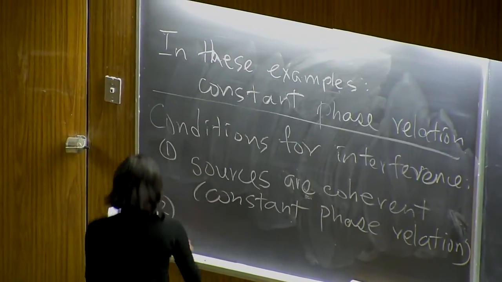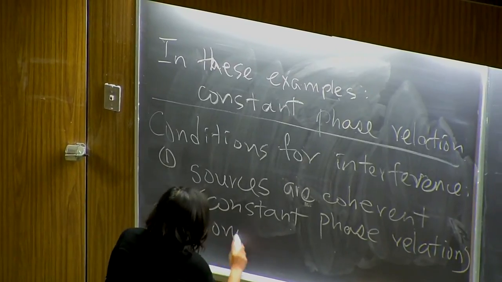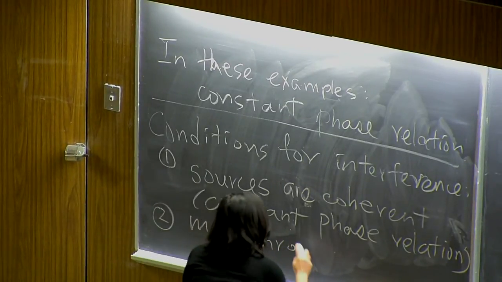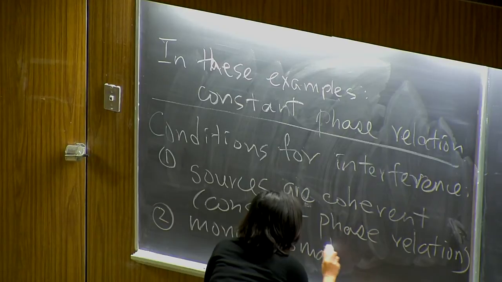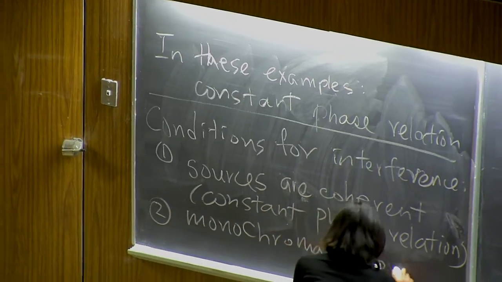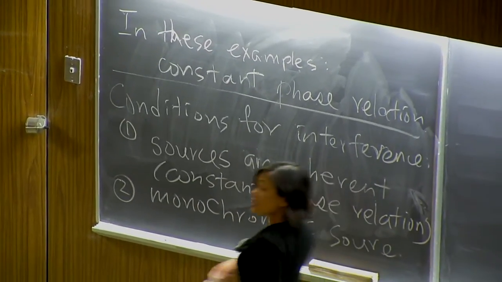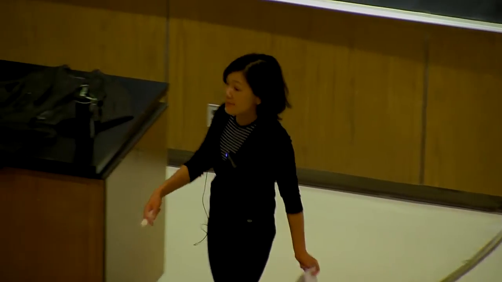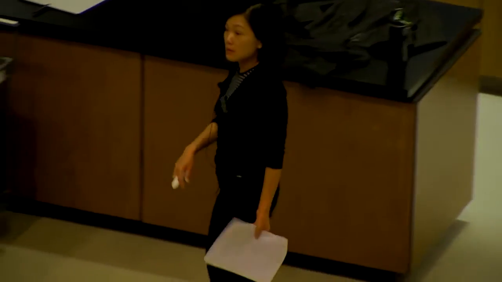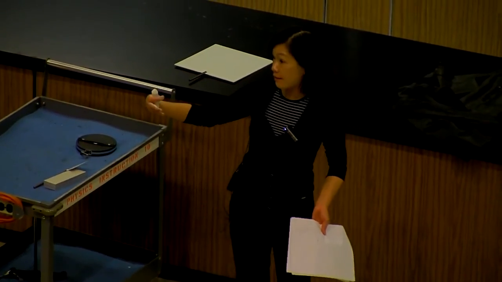The second condition for interference to occur is that the source must be monochromatic. What does that mean? That means the light source must have one single wavelength.